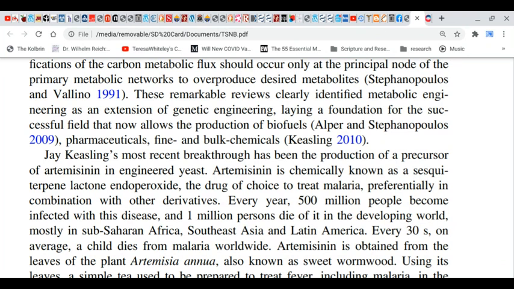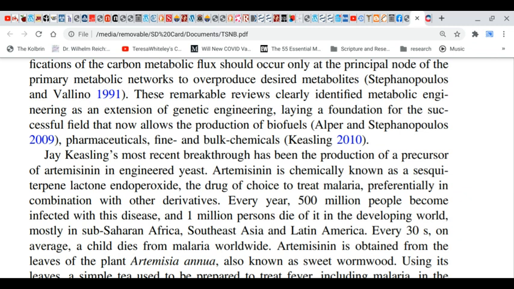Art. I'm going to just call it art because I can't pronounce that correctly, which I believe is wormwood. So his most recent breakthrough has been the production of a precursor of artemisinin in an engineered yeast. It is chemically known as a sesquiterpene lactone and endoperoxide, the drug of choice to treat malaria, preferentially in combination with other derivatives. Like I said, that's wormwood.